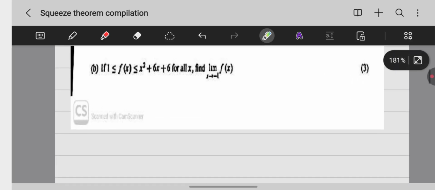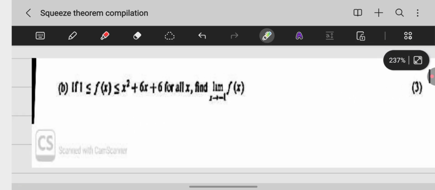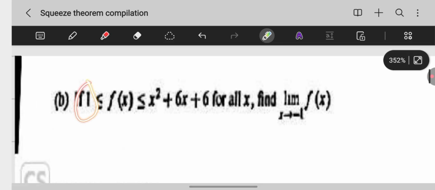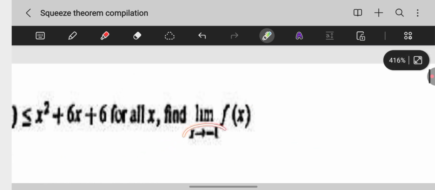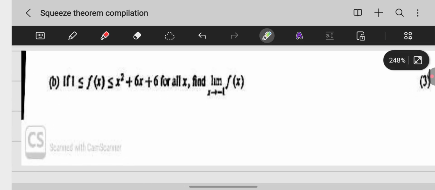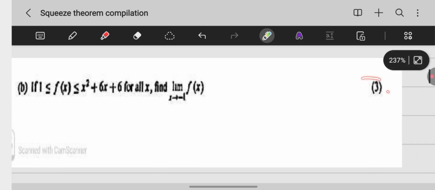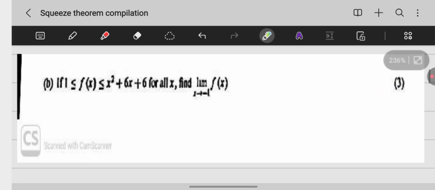Let's do B, where okay, they kind of found or done half the squeeze theorem for us. If you look at it, you have this function squeezed between this function and this other function. So you have 3 things going on, and they're telling us what value of x is being approached. For this, it's quite simple. Although it looks hard, I think it's also 3 marks because they've done half the work for us, right?